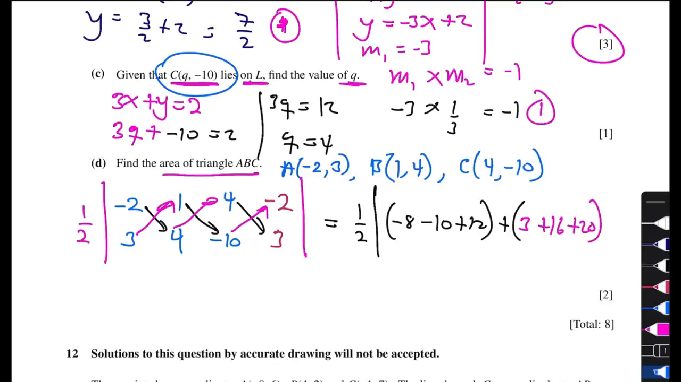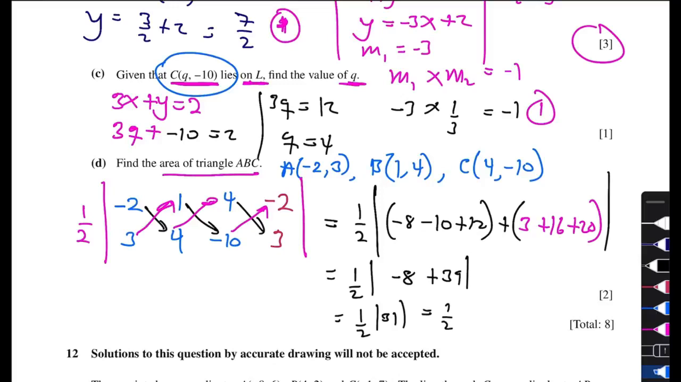So now we are going to have half into bracket. We have negative 8 here, and coming from this side, we get 20 plus 16 plus 3, that will give us 39. So that means we have half of absolute 31, and absolute 31 is basically 31. So we have half into 31, and that will be 31 divided by 2, which gives 19.5. Cool.